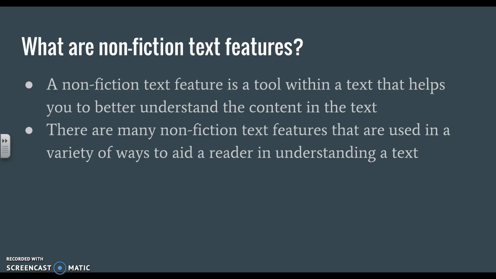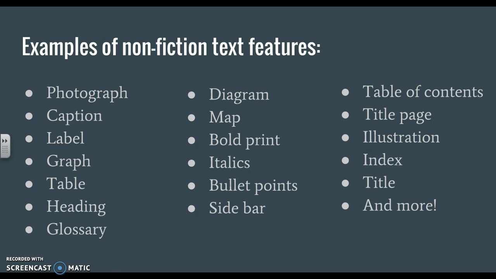There are many different nonfiction text features that are used in a variety of ways to aid a reader in understanding a text. Here are some examples of nonfiction text features: a photograph, a caption, a label, a graph, a table, a heading, a glossary, a diagram, a map, bold print, italics, bullet points, sidebar, table of contents, title page, illustration, index, title, and more. Obviously, there are a lot more nonfiction text features, but these are the most common and ones that you'll probably see as you read your biographies in this unit.